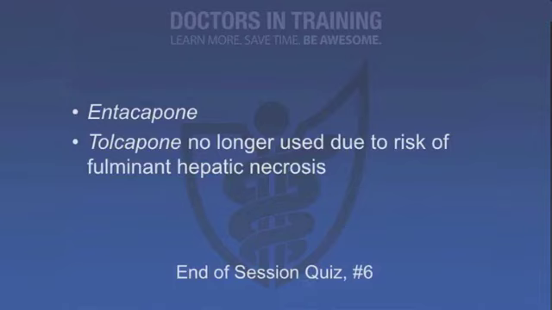Next question. Which COMT inhibitors are used in the treatment of Parkinson's disease? So, well, we have two of them. We have entacapone and we have tolcapone. Now, tolcapone we don't use very often because it has an increased risk of fulminant hepatic necrosis.